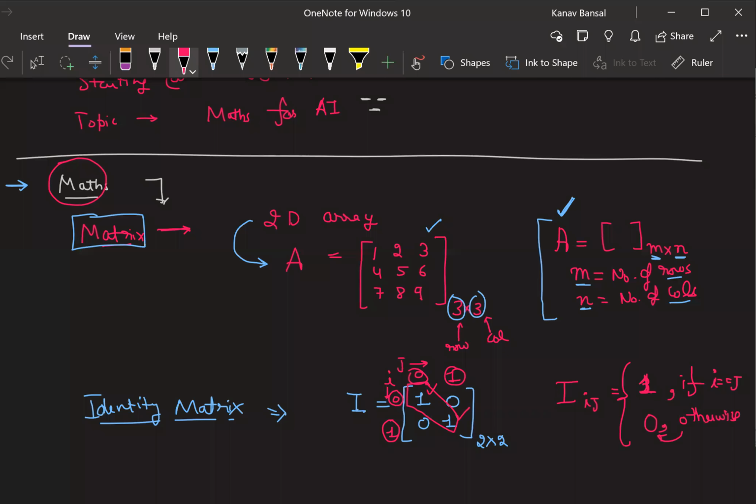Now, how many are able to understand this thing? Aishwarya, Anamika, Ankita, Aarti, are you all able to understand this? Nice. All right.